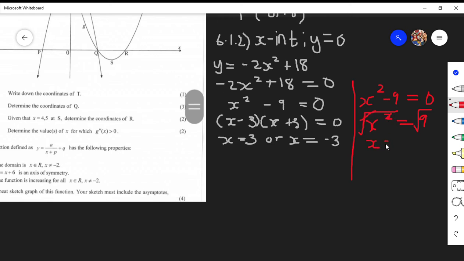And whenever you square root a number, it always becomes plus or minus. And square root of 9 is 3, so plus or minus 3. Okay, so now that we have a positive x value and a negative x value, we need, yes?